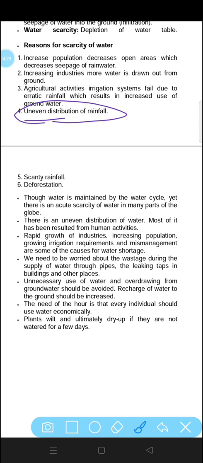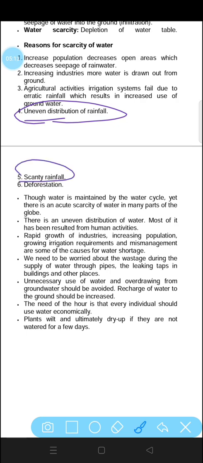Next one is uneven distribution of rainfall. There is uneven distribution of rainfall in a diverse country like India, where we can see some places where rain occurs throughout the year and there are always humid surroundings, and a place like a desert where there is no rain, or the rain is very scanty. That is due to the uneven distribution of rainfall. We can see this because India is a diverse country, with different types of climate and weather, which also occurs due to the uneven distribution of rainfall.